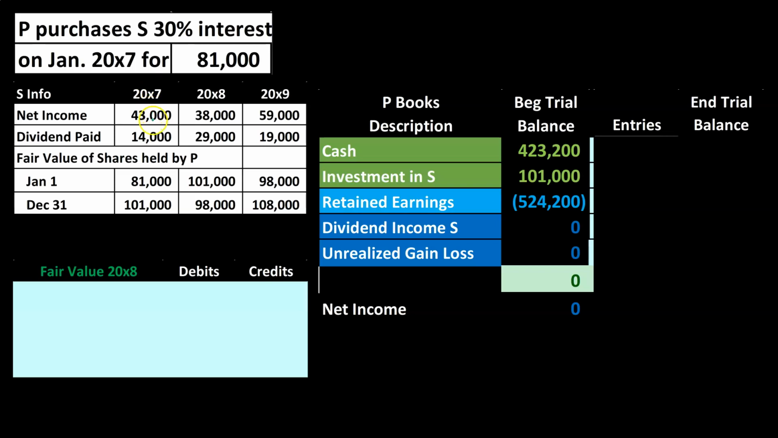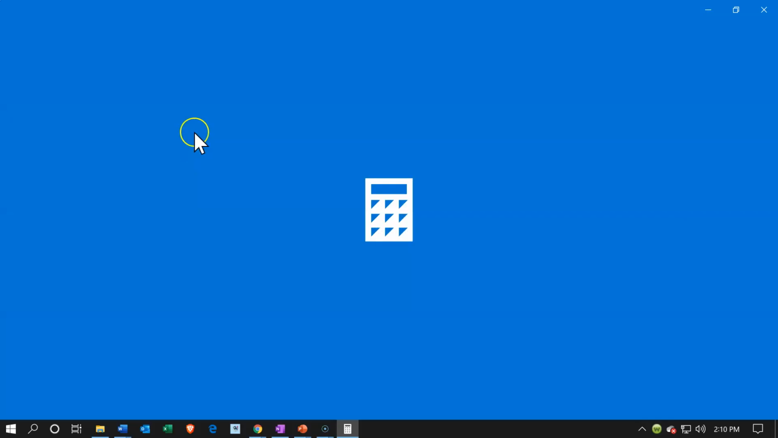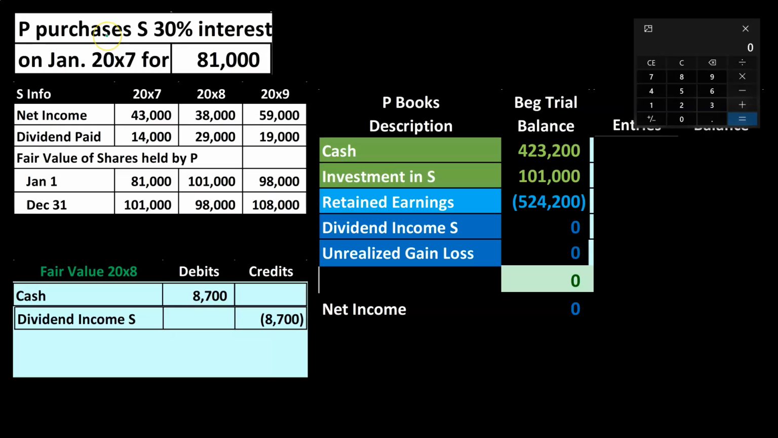First, we had dividends. How many dividends were issued in year 2, 2000X8? It says 29,000. So we're going to take our 30% of that 29,000, which of course is going to be the 8,700, which if we pull out the trusty calculator, 38,000 times 0.3. Actually, 38,000 is the wrong number. We're taking the dividends. 29,000 times 0.3. That's going to be that 8,700.